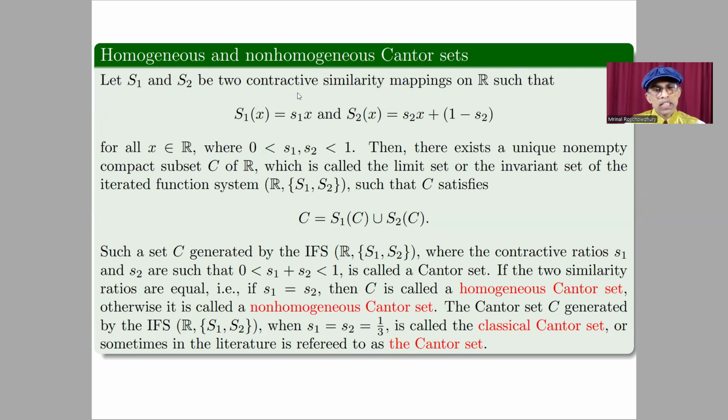Let S1 and S2 be two contractive similarity mappings on R such that S1(x) = s1 x and S2(x) = s2 x + 1 - s2 for all x belonging to R, where s1 and s2 lie between 0 and 1. Then there exists a unique non-empty compact subset C of R, which is called the limit set or the invariant set of the iterated function system, such that C satisfies this condition.